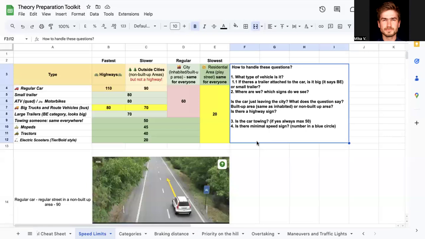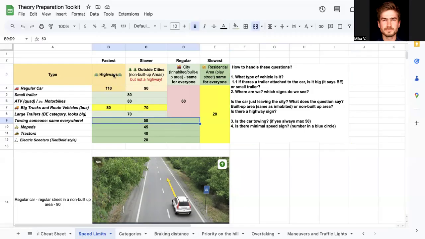Then check, is the car towing? If the car is towing someone else, like pulling someone, then it's always maximum 50. It doesn't get more than that. Doesn't matter if it's on the highway, outside of the cities, or in the city. It's always 50, obviously, except for residential areas like play streets.